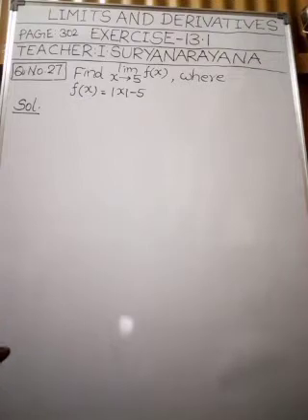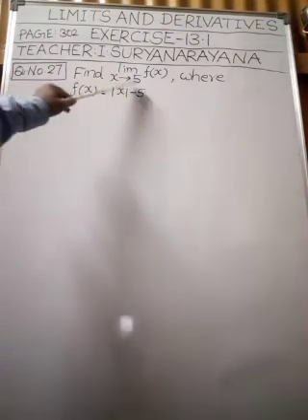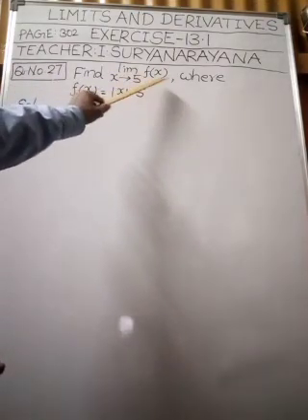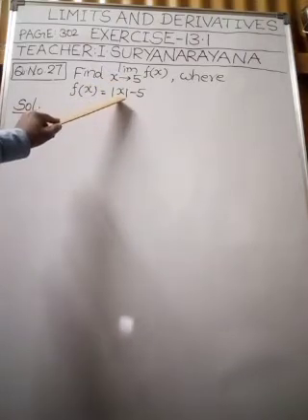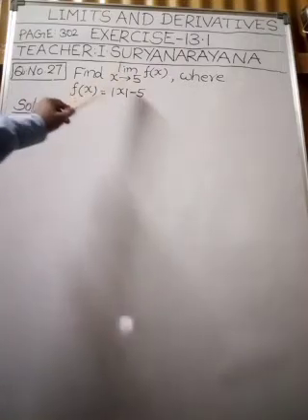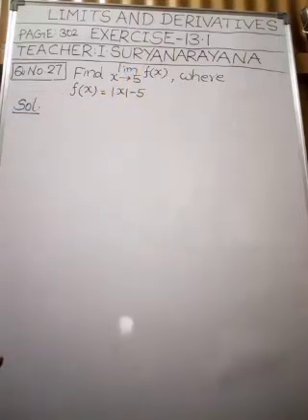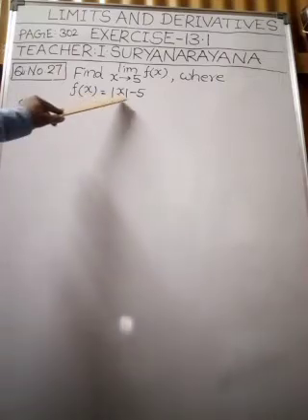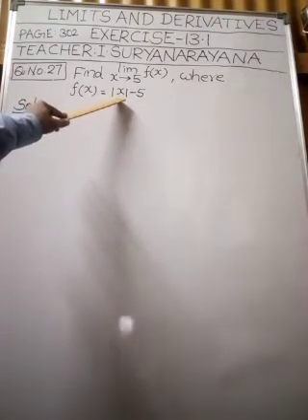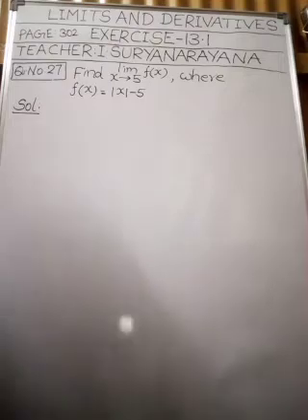Try question number 26 yourself, my children. Now, come to question number 27. Find, as x tends to 5, limit of f of x, where f of x is equal to mod x minus 5. Understood this question? We have to find the limit of this function f of x as x is approaching 5. Here f of x is defined with the modulus of x, the absolute value function. So, you have to recall the definition of the absolute value function.